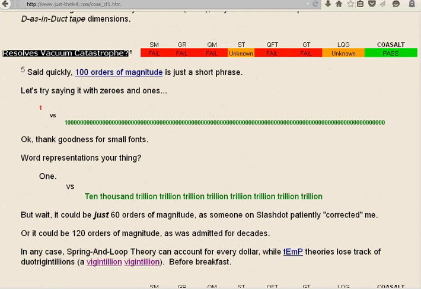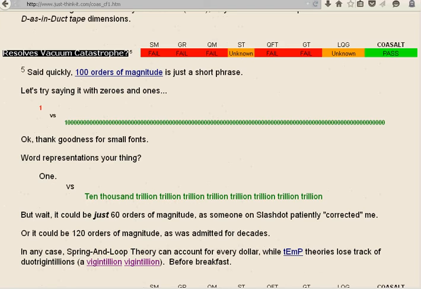But wait, it could be just 60 orders of magnitude, as someone on Slashdot patiently corrected me. Or it could be 120 orders of magnitude, as was admitted for decades. In any case, spring and loop theory can account for every dollar, while the existing mainstream physics theories lose track of duotrigontillions, which is a vigintillion.